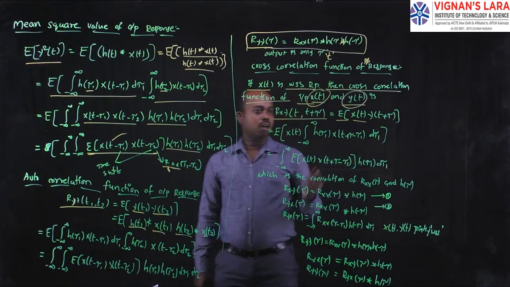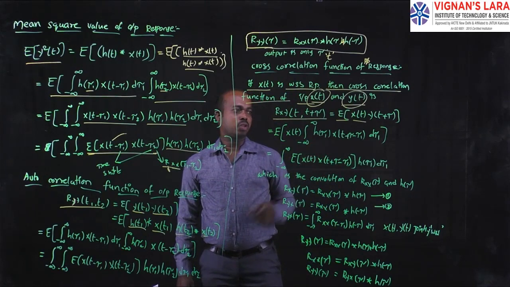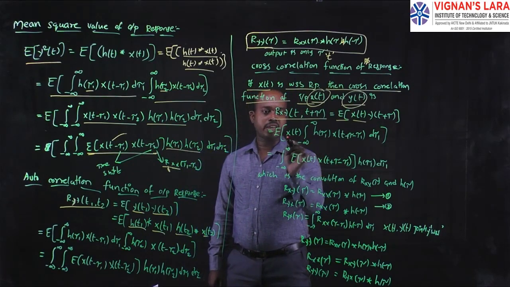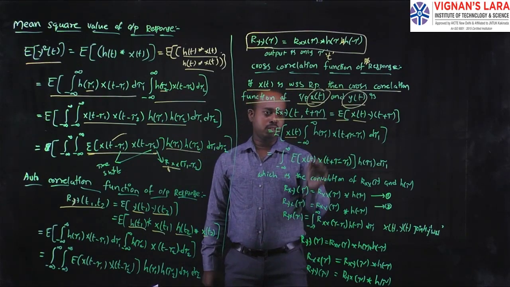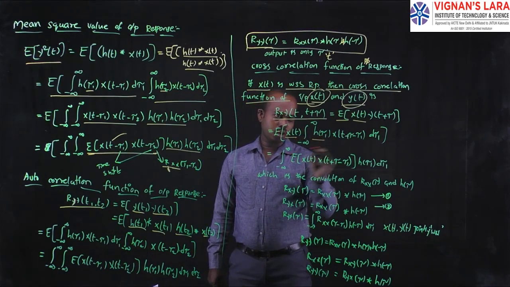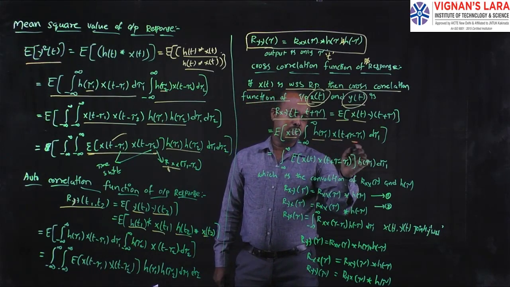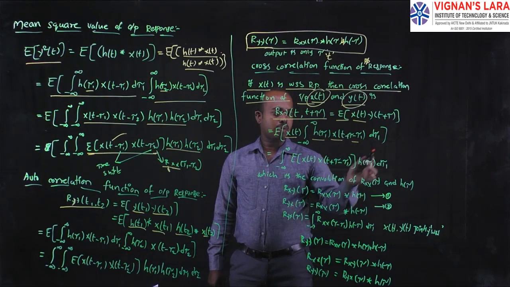Then we can split these terms. What are the terms we have in that expectation? We write x of t outside of the integration, and the remaining is h of tau 1 and x of t plus tau minus tau 1 into d tau 1, which is a normal function.